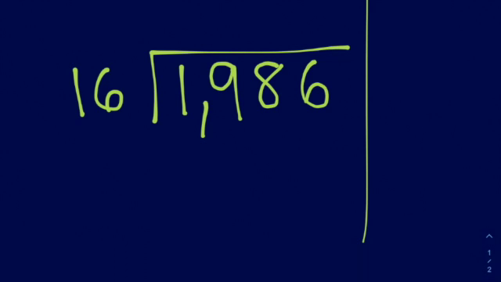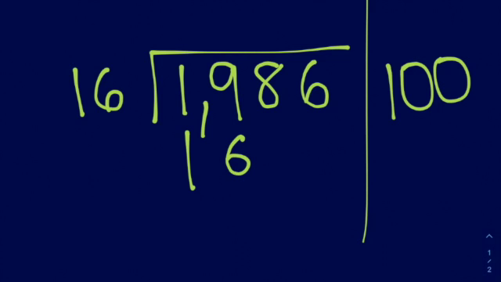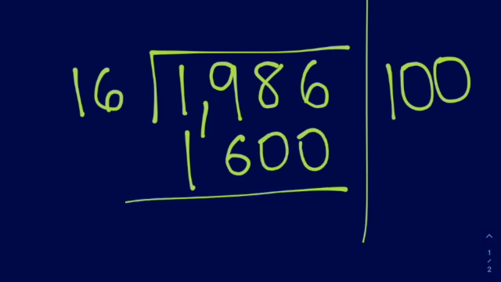So, for example, I know that 1,896, if I multiply 16 times 100, I'm going to put my partial quotient over here. If I say 100 times 16, well, that is 1,600. And that's smaller than my dividend, so I know that 16 can go into 1,896 at least 100 times. So then I'm going to use subtraction to find out how much is left over.